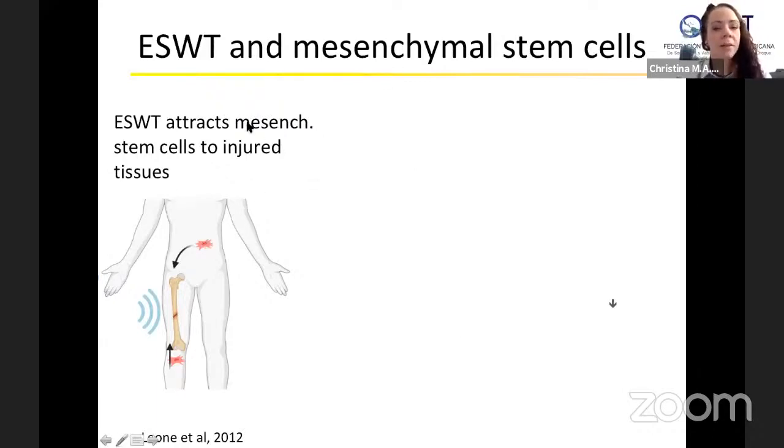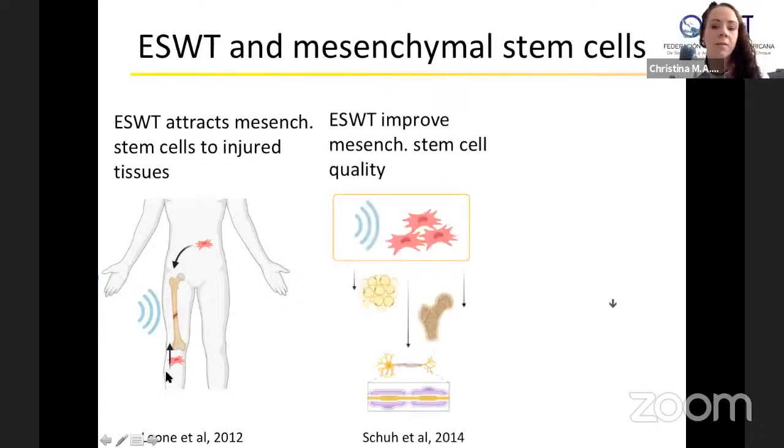It has been found that extracorporeal shockwave treatment attracts mesenchymal stem cells to injured tissue, meaning that they migrate exactly to the site of injury. It has also been shown that extracorporeal shockwave treatment improves the quality of mesenchymal stem cells, meaning that mesenchymal stem cells that have aged, that are not capable of differentiating into different cell types, and are not secreting growth factors anymore, when stimulated with shockwave, are capable of differentiating again.